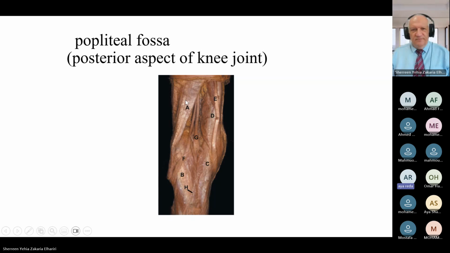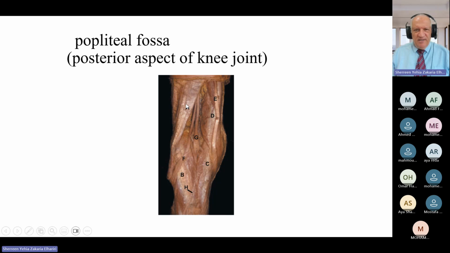Popliteal fossa. A is biceps femoris, the easy way to remember. If this is E, it is the common peroneal. So is the common peroneal lateral or medial? Common peroneal is lateral. So this is the medial border.